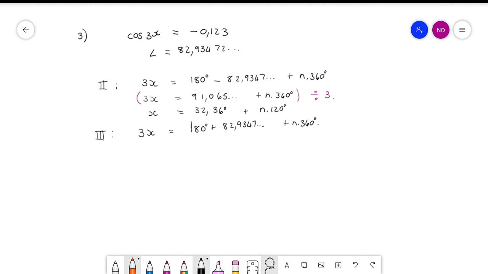Okay, en dan in kwadrant 3 is dit 180 grade plus 82,9347. Still only simplifying, I'll divide now. And now I go and I divide each term by 3. So here I have x equal to 87.65 degrees plus n times 120.